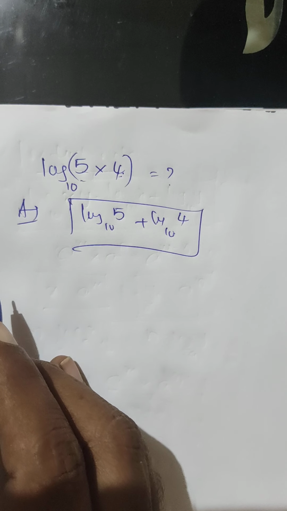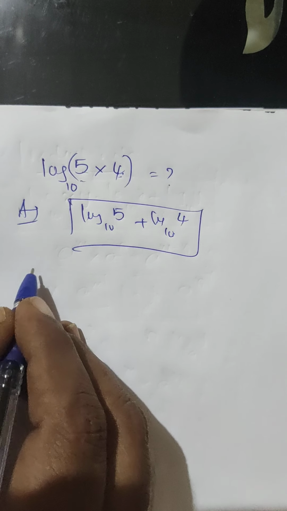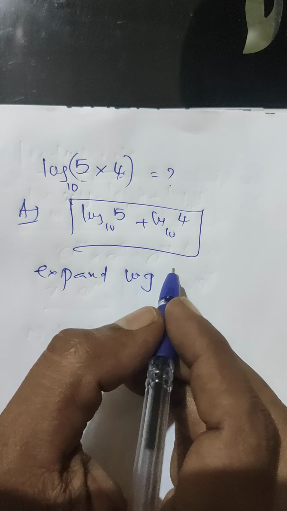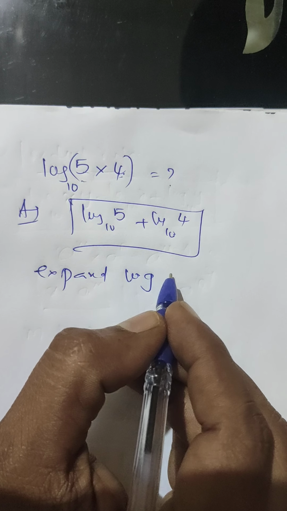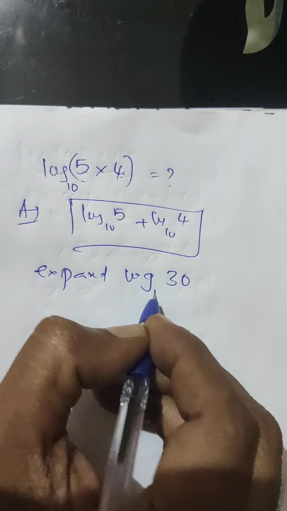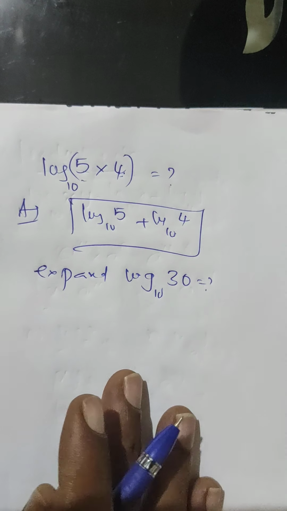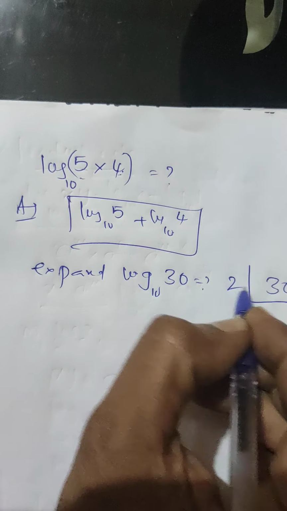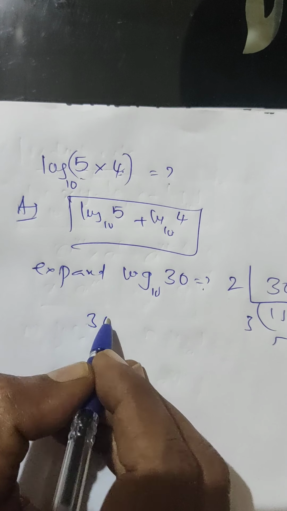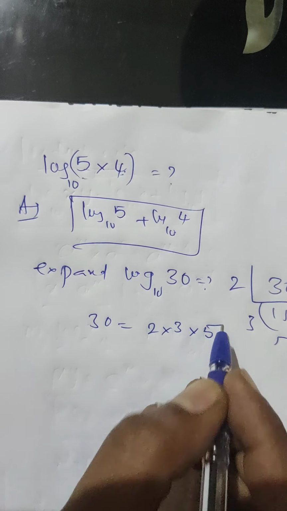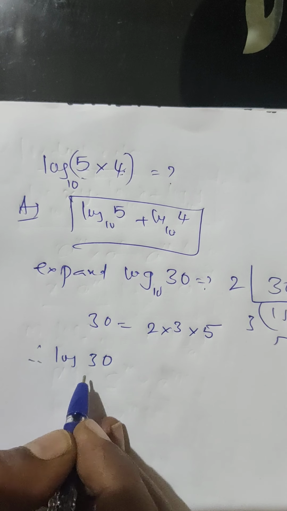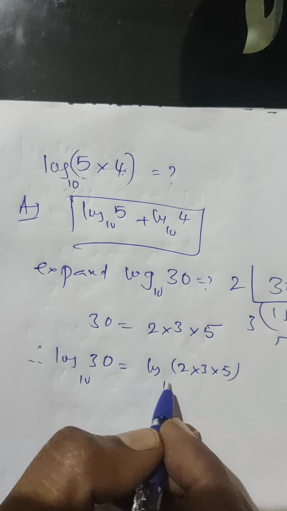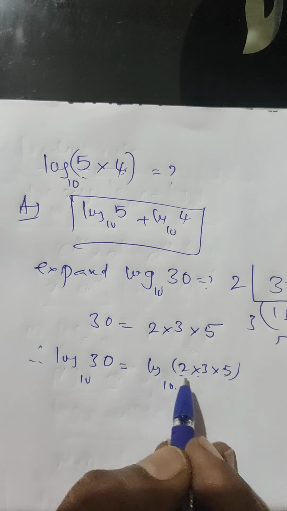The question will be asked like this: expand log 30 to the base 10. So how do you expand? First of all you have to factorize this. 30 can be written as 2 into 3 into 5. So log 30 to the base 10 can be written as log of 2 into 3 into 5 to the base 10. Okay, log xyz.